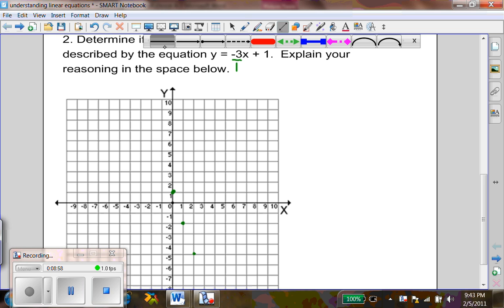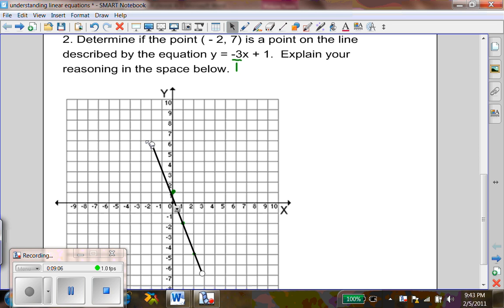And then you connected your points with a nice line like that. So your graph should hopefully look a whole lot like mine. Let me throw some arrows on the end of this. Okay, now we have our graph. Now let's look. What we want to know is the point negative 2, 7 a point on the line?